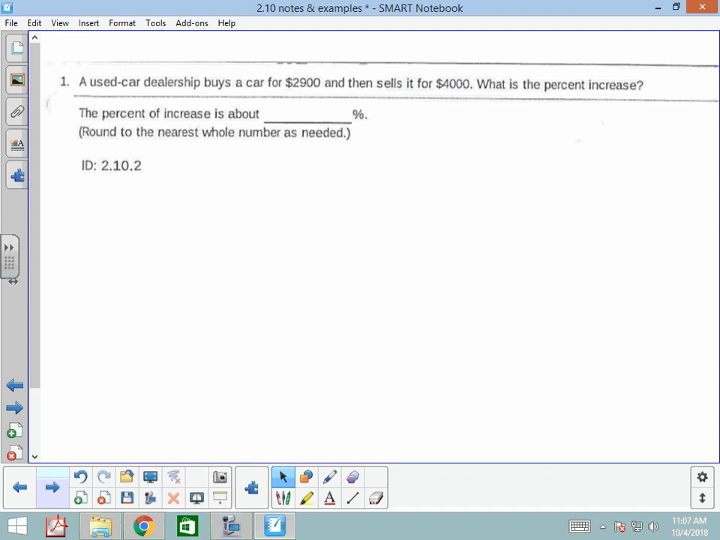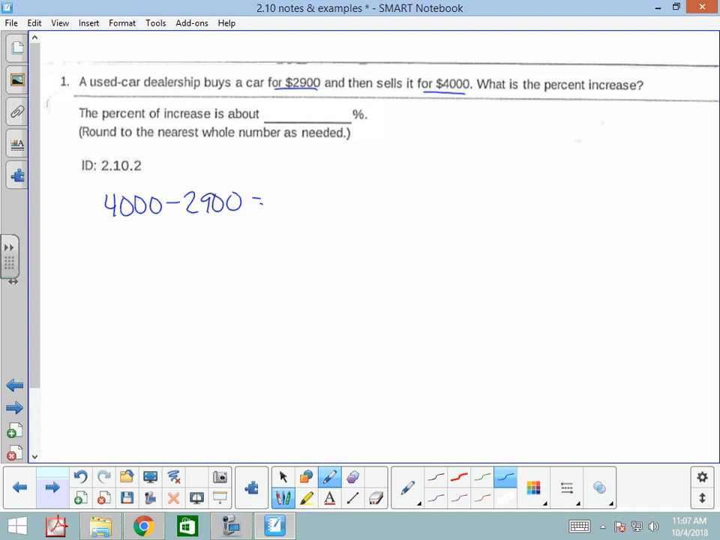All right, number 1. A used car dealership buys a car for $2,900 and then sells it for $4,000. What is the percent increase? So first, let's do big number minus the small number, and we get 1,100. Now, we're going to put that number over the original amount. Well, originally he bought it for $2,900, so that's our original amount. Probably the hardest thing you're going to have to do in these problems is figure out what the original amount is. Equals x or p over 100.